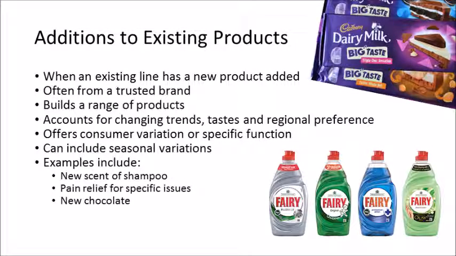When an existing brand or product has a new variation launched, this is considered as an addition to existing products. For example, Nutella branching from a spread to an on-the-go snack pot. This also includes different variations of food, like new dairy milk flavours, different types of toothpaste, such as whitening, long-lasting, or those for sensitive teeth, or even things as simple as different scents of dishwashing detergents.